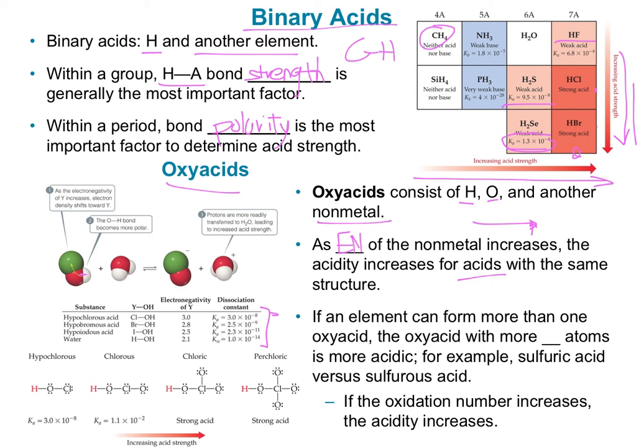If an element has more than one oxygen, so let's look at hypochlorous, chlorous, chloric, and perchloric, right? All we're doing is adding and taking away oxygens. So the rule for this is the oxyacid with more oxygen atoms is going to be more acidic. And we see that, right? Hypochlorous is weaker than chlorous, which is weaker than our strong acids, chloric and perchloric. So the more oxygens there are, the more acidic.